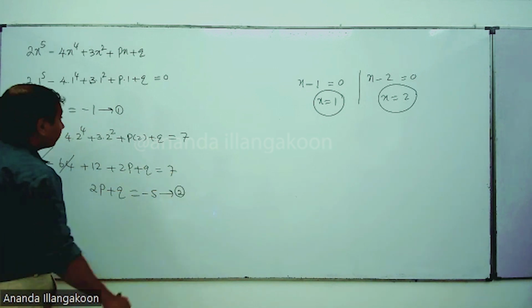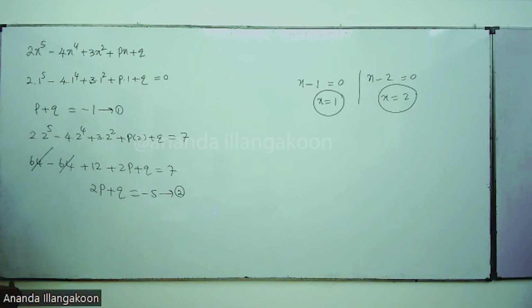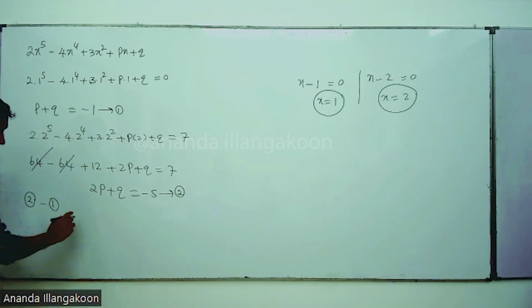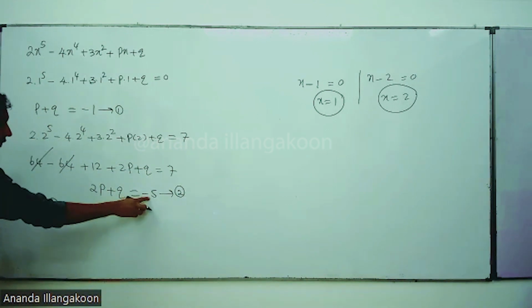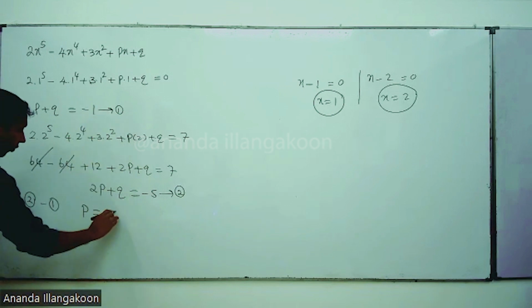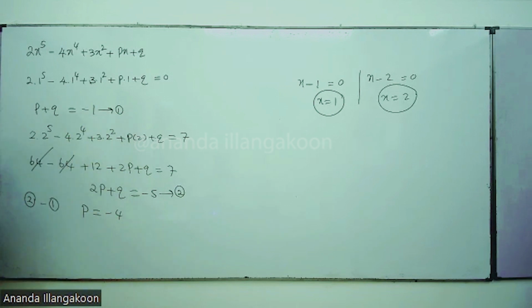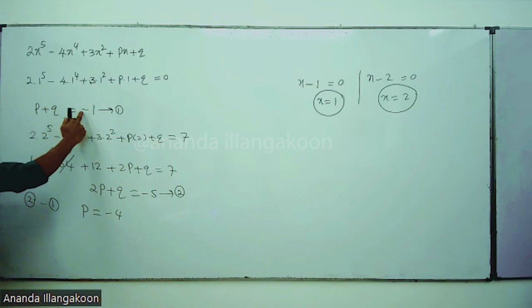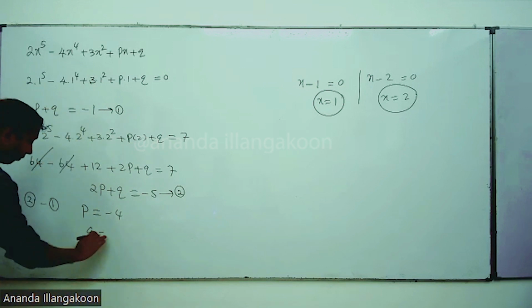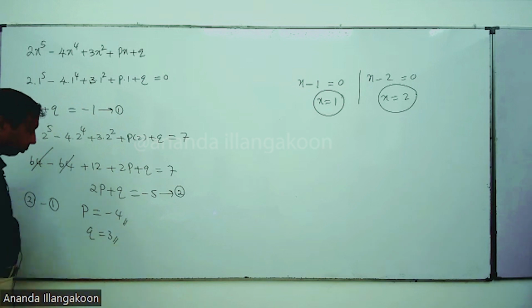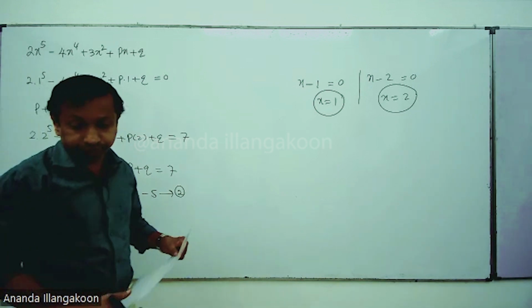This is number 2. Now take 2 minus 1. 2p minus p, it's p. Minus 5 minus 1 means minus 4. p is minus 4. Put p equals minus 4 and take to the right hand side. That will be plus 4 minus 1 is 3. q is 3. p and q are found now.